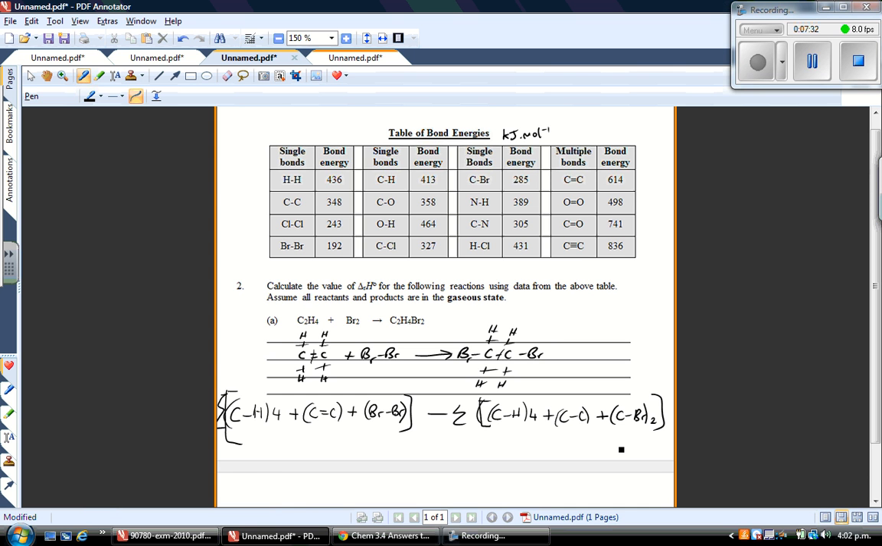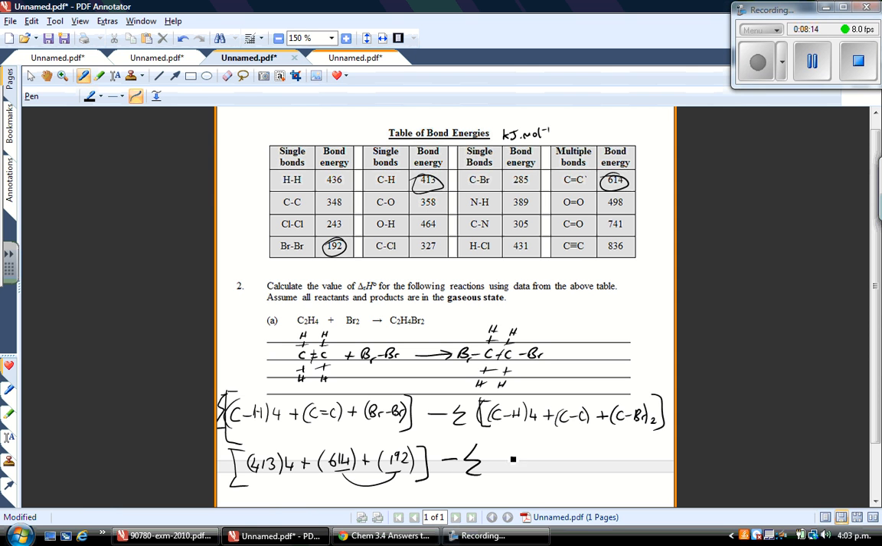Now the next thing is we need to go to our table and look up the actual energy values of these bonds. So the CH bond here is, we just find it now, 413 kilojoules per mole. So we have 413 multiplied by 4 for those bonds. Then the carbon-carbon double bond, we'll locate that here, which is 614 kilojoules per mole. And then the bromine-bromine bond, which is a single bond, is 192. You can see the difference there clearly between the strength of a double bond and a single bond. So that's on the reactant side.